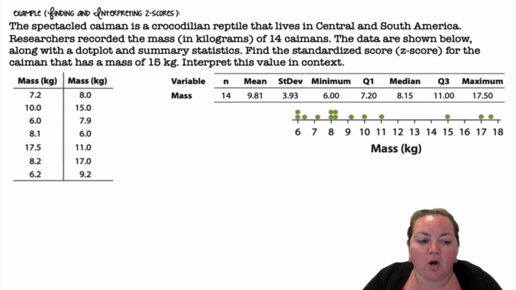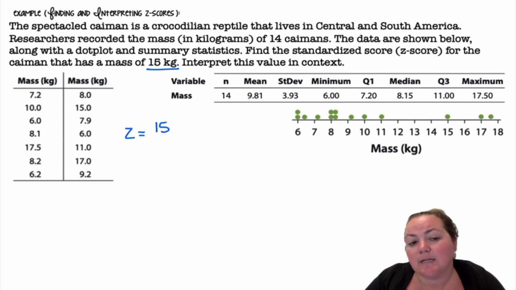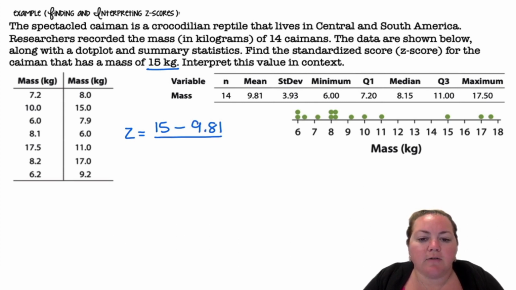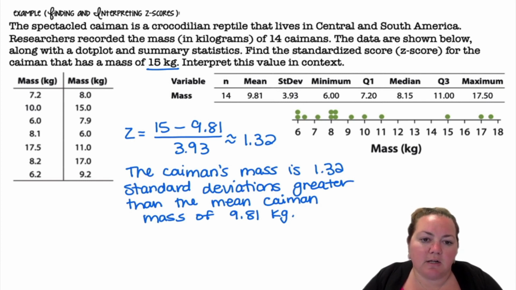So I have all of the data, I have a dot plot, and I have the summary statistics, which is the mean, the standard deviation, minimum, quartile 1, median, quartile 3, and maximum. Okay, remember we knew how to find that stuff from the last chapter. So I'm going to take that 15 kilograms and the mean and the standard deviation from the summary statistics and plug it into the z-score formula. So z is equal to 15 minus the mean, 9.81, divided by the standard deviation, 3.93, which gives us approximately 1.32. And I'm going to interpret this. Remember, the z-score is how many standard deviations we are from the mean. So the caiman's mass is 1.32 standard deviations greater than the mean caiman mass of 9.81 kilograms.